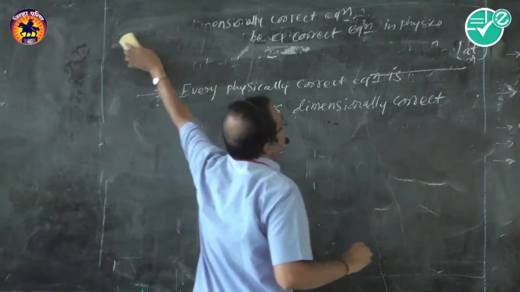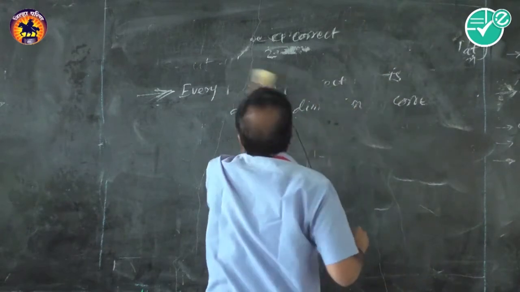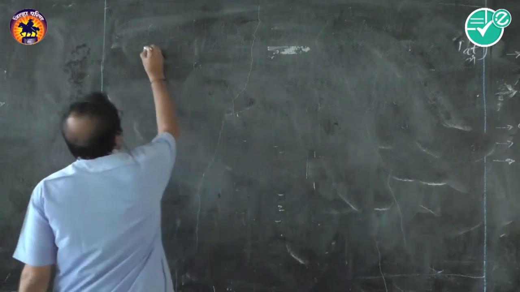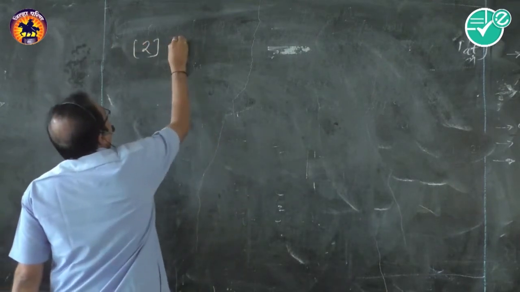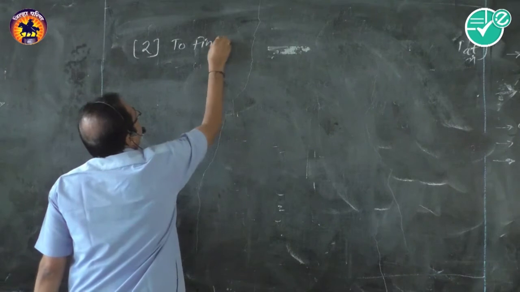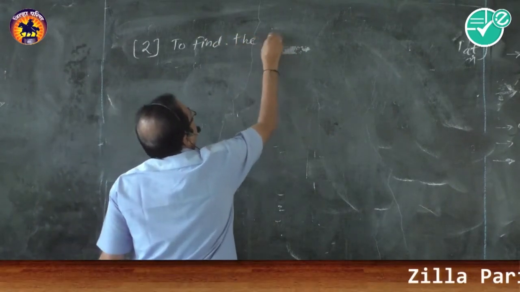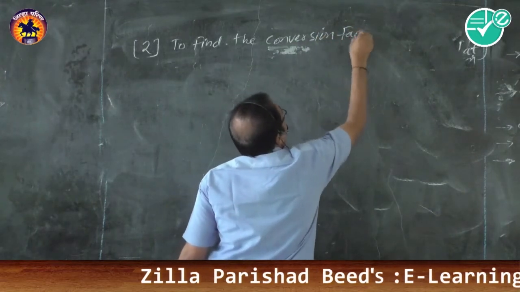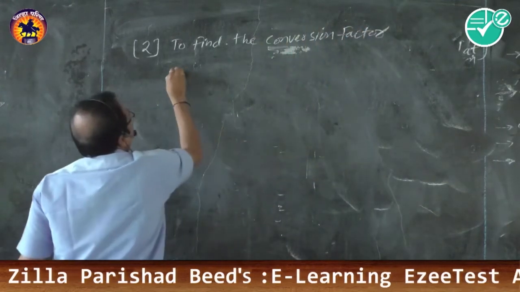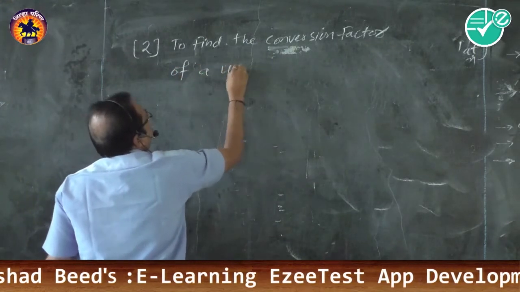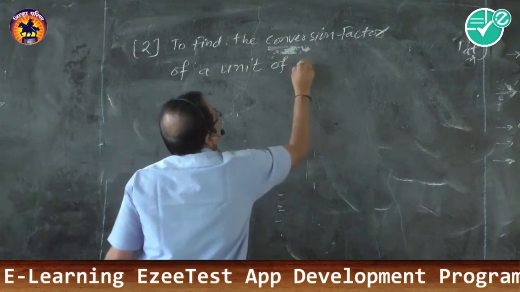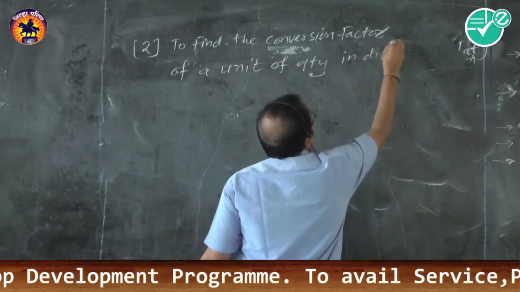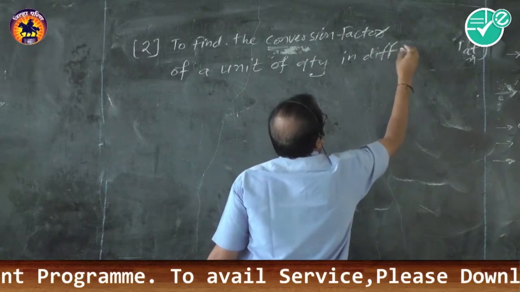The second use of dimensional analysis or dimensions is to find the conversion factor of a unit of a quantity in different systems.